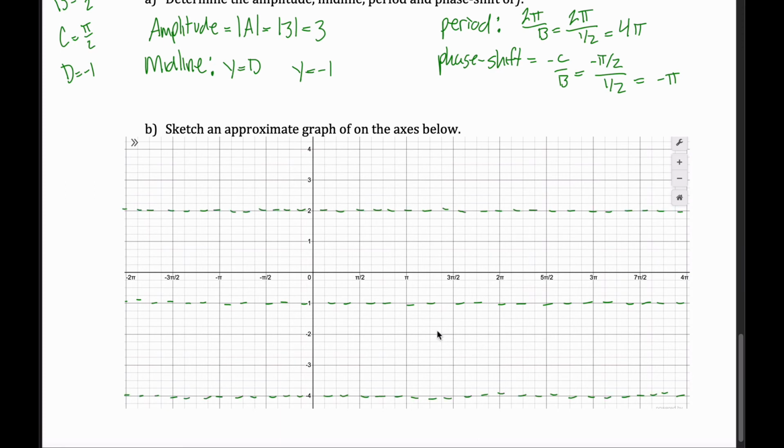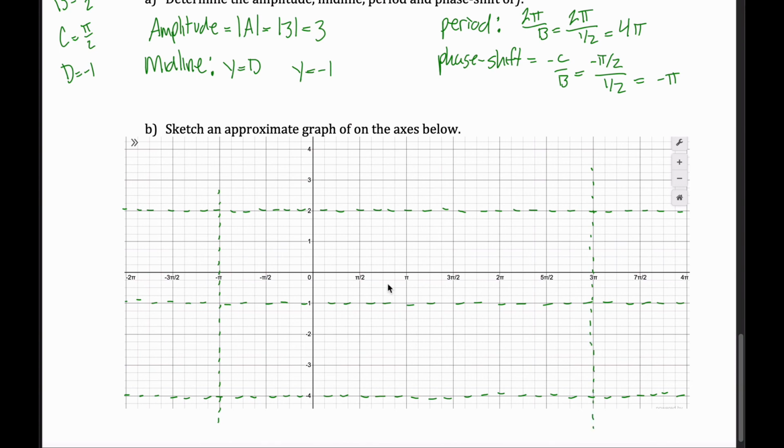I now have all my guidelines in the vertical direction. Now I'll worry about the horizontal direction. My phase shift of -pi tells me that I can start, if I want to draw one full revolution of my graph, over here at -pi. And since the period is 4 pi, I have to travel a horizontal distance of 4 pi from this -pi. So 1, 2, 3, 4 pi to leave me all the way over here at 3 pi by the time I finish one full revolution of this graph.